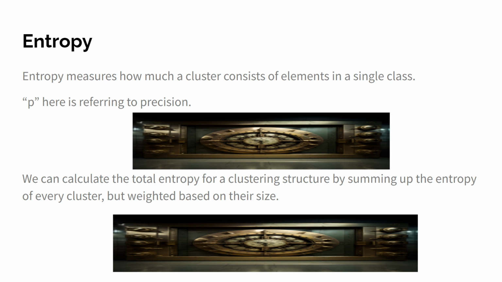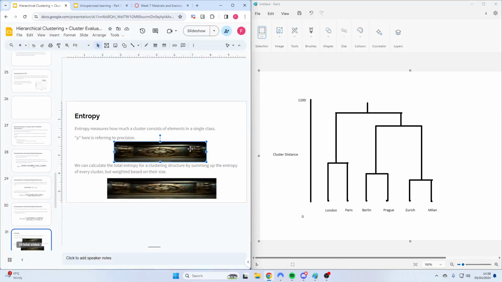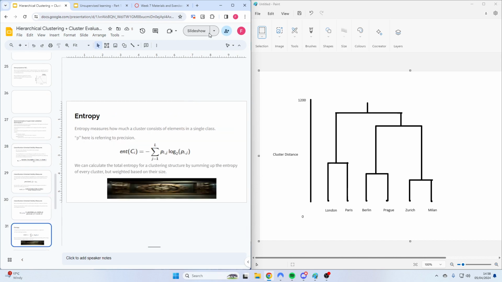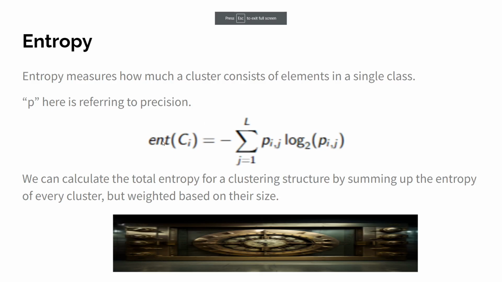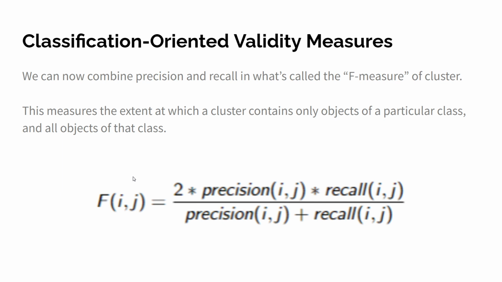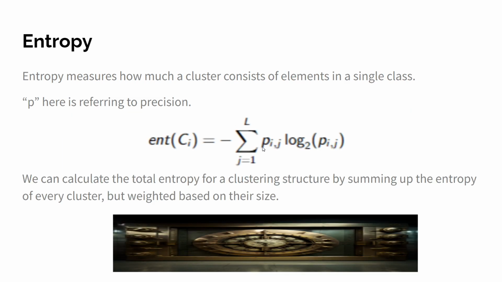Okay, next up we have entropy. And entropy measures how much a cluster consists of elements in a single class. So this is kind of similar to the last one. So we say the entropy is going to be its precision multiplied by the log 2 of its precision. Once again, I think this is just an opinionated way of measuring how good a cluster is. So similar to F of I and J, it's just an opinionated measure. I don't know why it makes it negative, but we just sum up for J equals 1 to L.